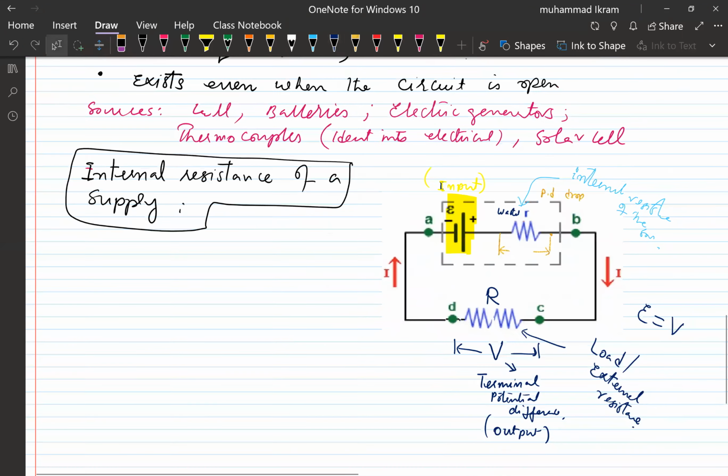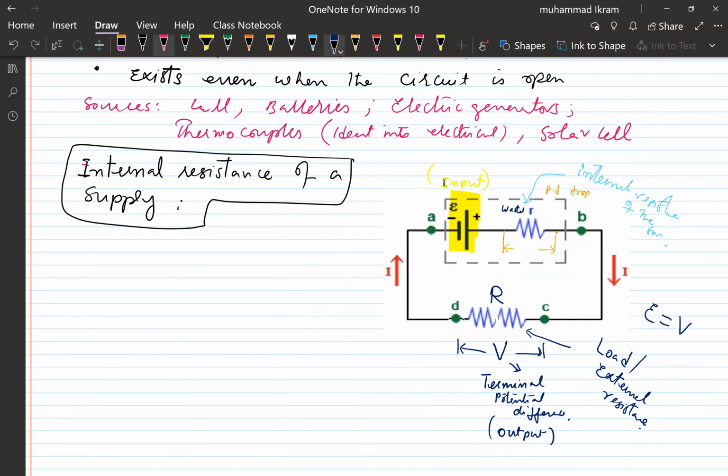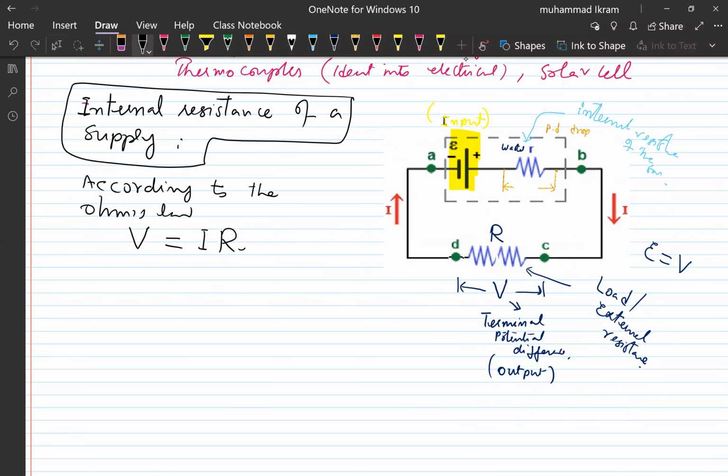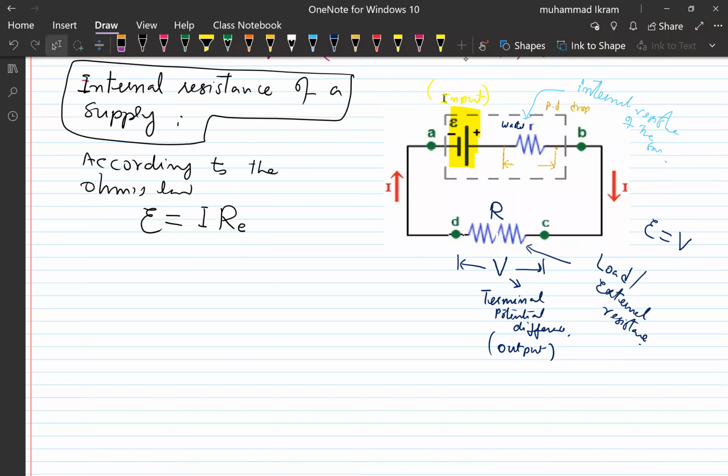Now, as you see, what is the total current that is flowing in the circuit? According to Ohm's law, V equals IR. Now, what is this R? This R is in fact the total resistance of the circuit, right? And this V is whatever the external potential difference you are providing. So this is how I can adjust my equation.